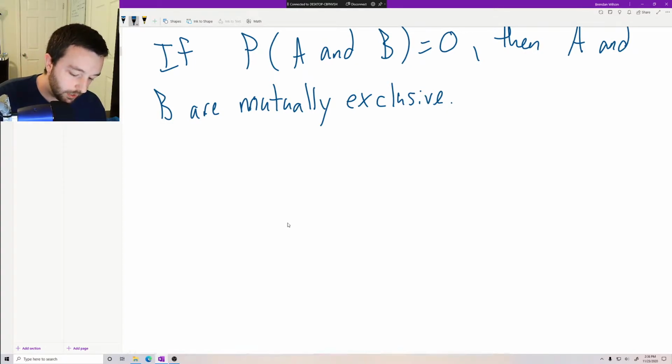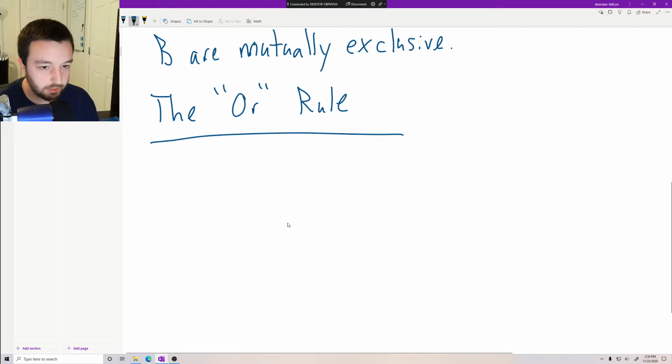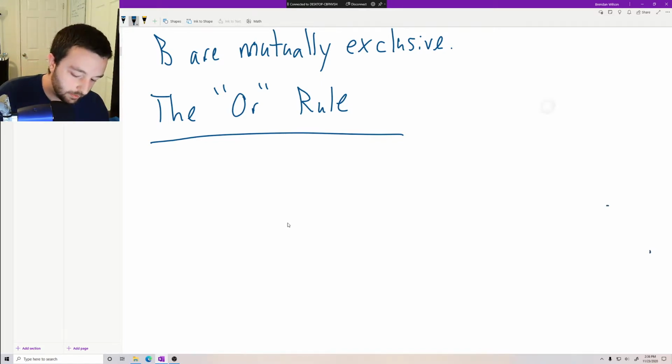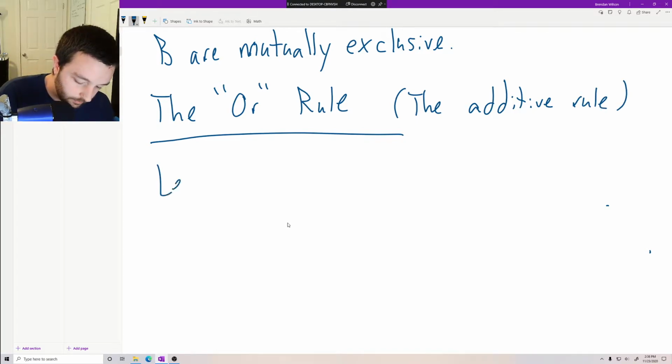So now that we know this, this is the true definition of mutually exclusive, this can lead into what's called the OR rule. The OR rule is sometimes called the additive rule for probabilities, because that's what we end up doing, is adding. So let A and B be any events.